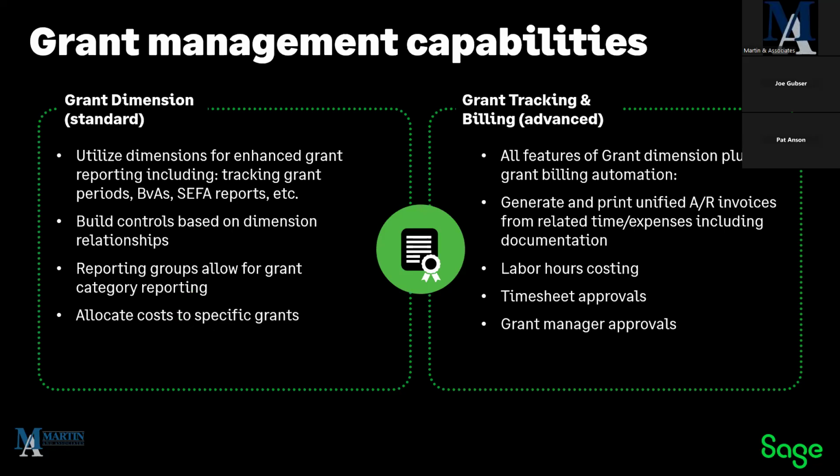Some features of Sage Intacct that kind of tie to the NFP industry are grant management capabilities. So you could have the standard version of grants, which is where it's just a dimension that you can tag transactions to, to allow you to do reporting, P&Ls, things of that nature by grant. You can also get more advanced features like grant tracking and billing, where that can be used to actually create and print AR invoices if need be. If you want to track things like labor hours and timesheet approvals and things of that nature.